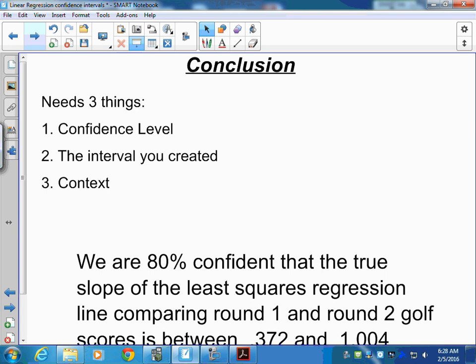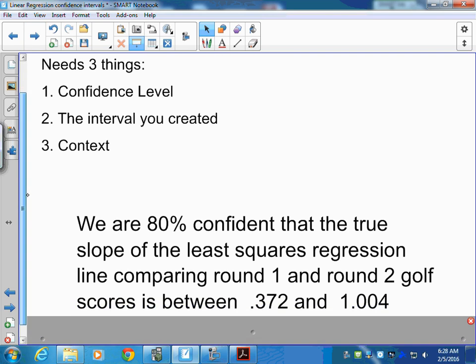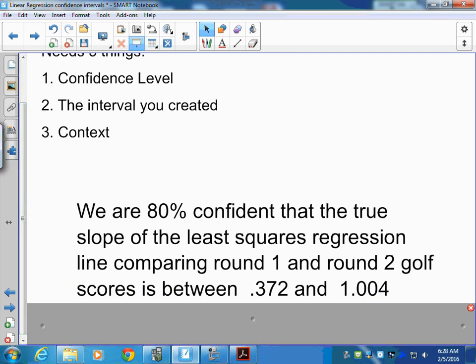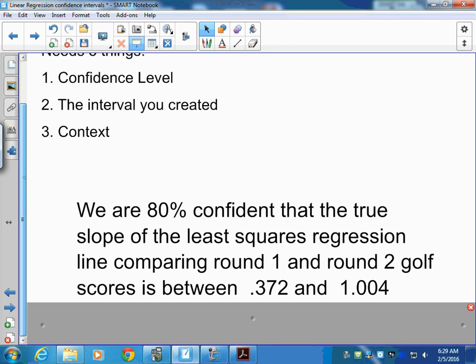Conclusion. Same type of conclusions we've had all along. It doesn't change. We really want to get into this consistent model. So we need our confidence level, the interval you created, and the context of the situation. So wrapping this one up, we are 80% confident that the true slope of the least squares regression line comparing round 1 and round 2 golf scores of these 12 women's collegiate golfers is between 0.372 and 1.004.